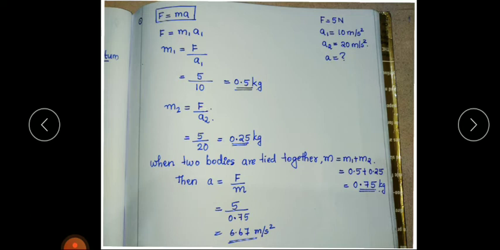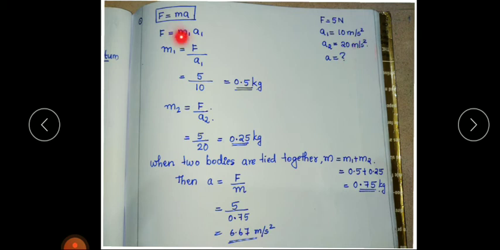So we know the equation force is equal to mass into acceleration. So in the first step, we have to find out the mass of two objects. So how can we find the mass of object? Yes, if we know force and acceleration, then we can find out the mass. So F is equal to m1 into a1, where m1 is the mass of first object and a1 is the acceleration of that object. So in the question it is given a1 is equal to 10 meter per second square and a2 is equal to 20 meter per second square.